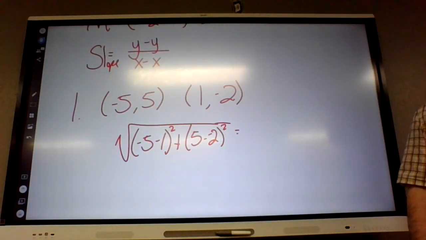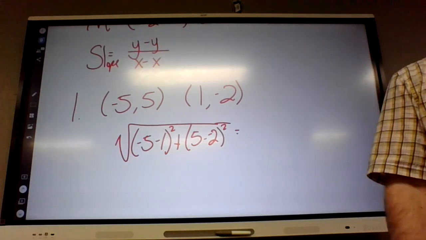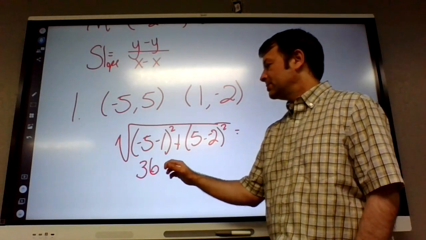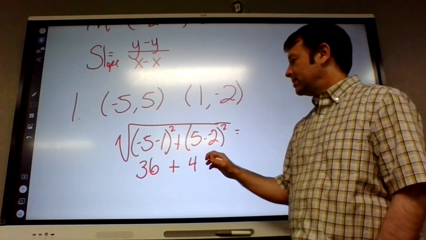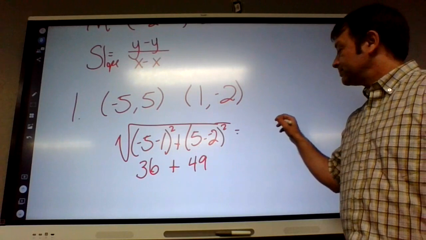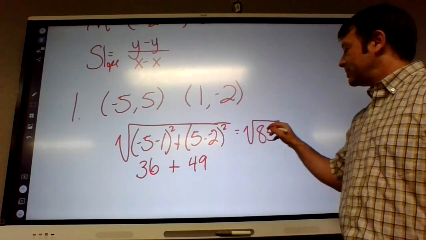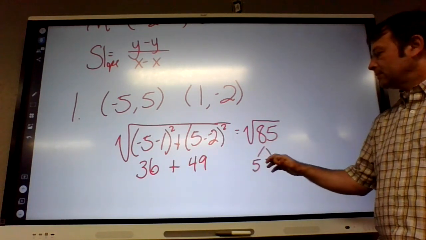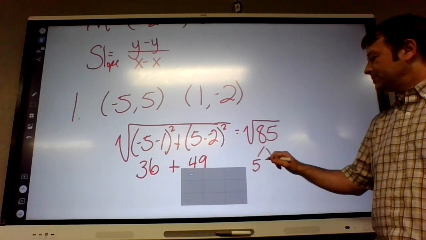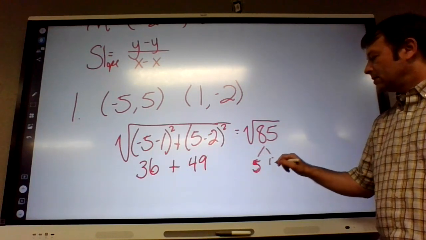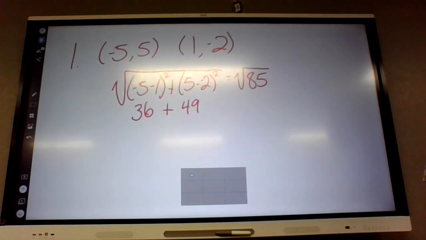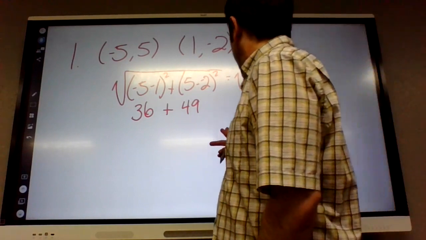What did you get? The directions do say round your answer to the tenths place, but we're going to stick with the square root answers instead. Okay, so this one comes out as square root of 85, which does not simplify because it's 5 times 17. Square root of 85 is probably like 9.3 or something. 9.2.